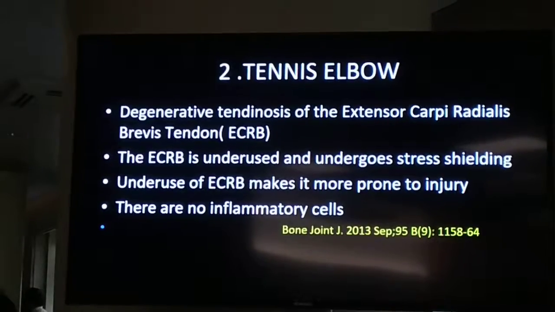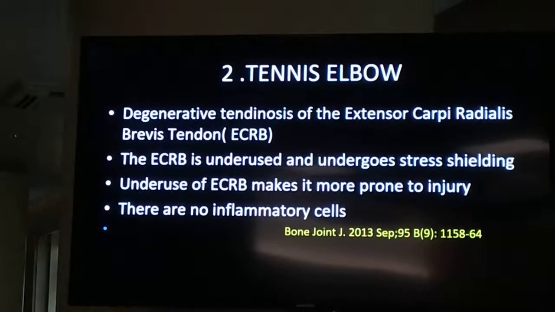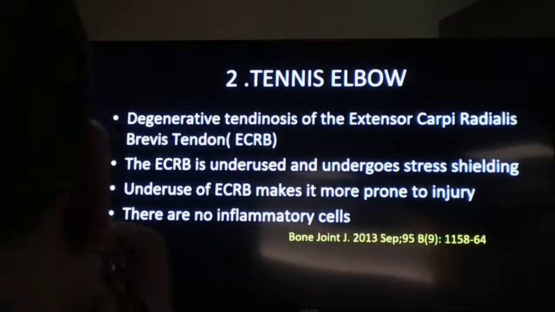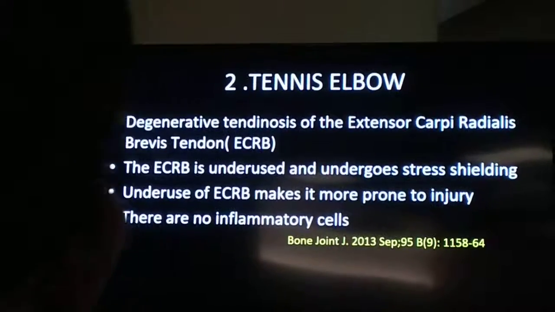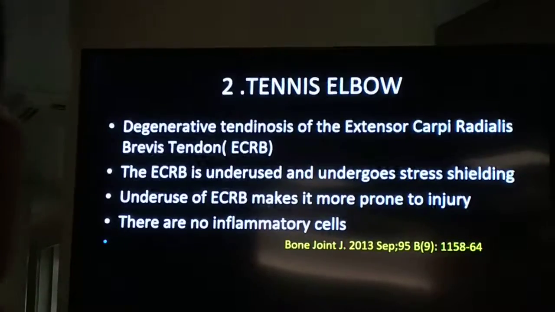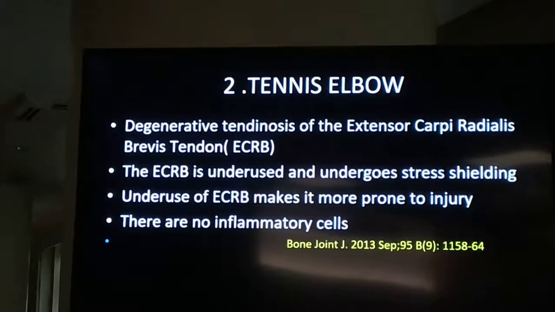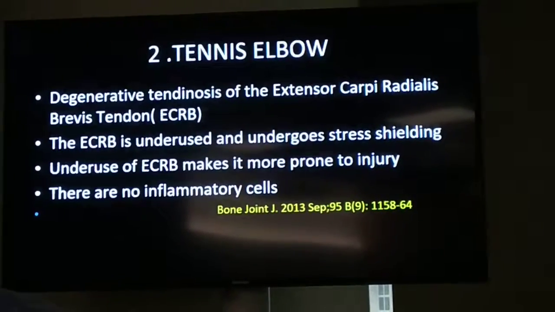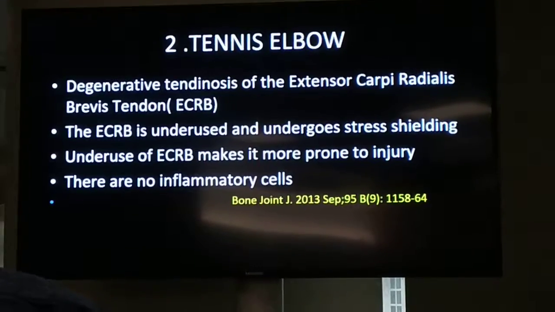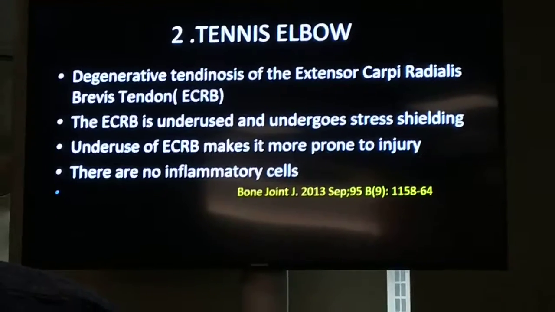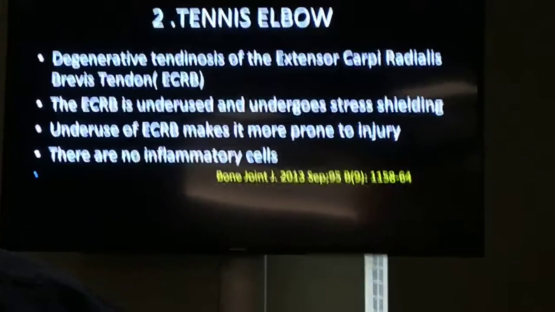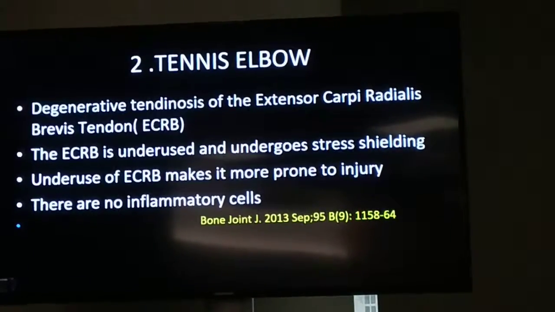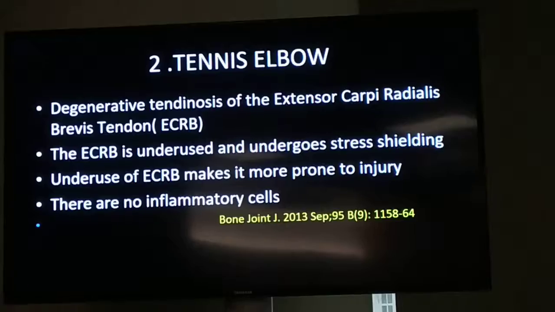It's a degenerative tendinosis of the extensor carpi radialis brevis only. And therefore, if you get tenderness at the extensor carpi radialis brevis, it is tennis elbow. The extensor carpi radialis brevis is underused and undergoes stress shielding because you have got the extensor carpi radialis longus. Underuse of extensor carpi radialis brevis makes it prone to injury, but there are no inflammatory cells. Therefore, for tennis elbow, you should never give diclofenac. It's not going to work. There is no inflammation. In fact, biopsy has been taken and there are no inflammatory cells. It's a degeneration.